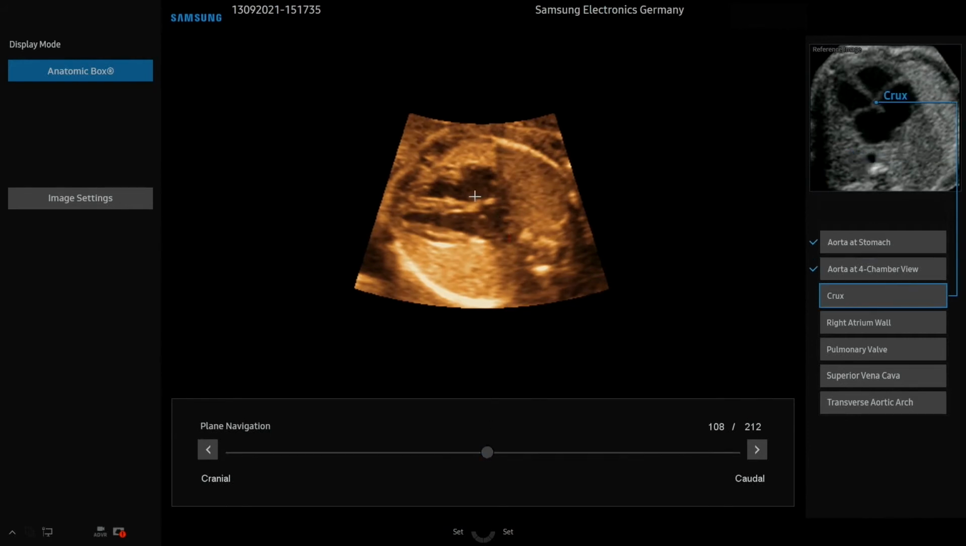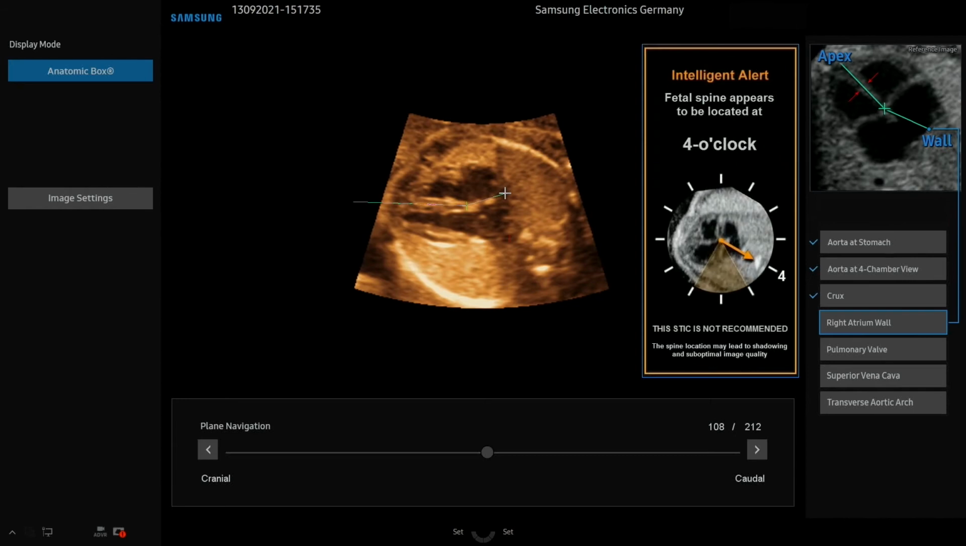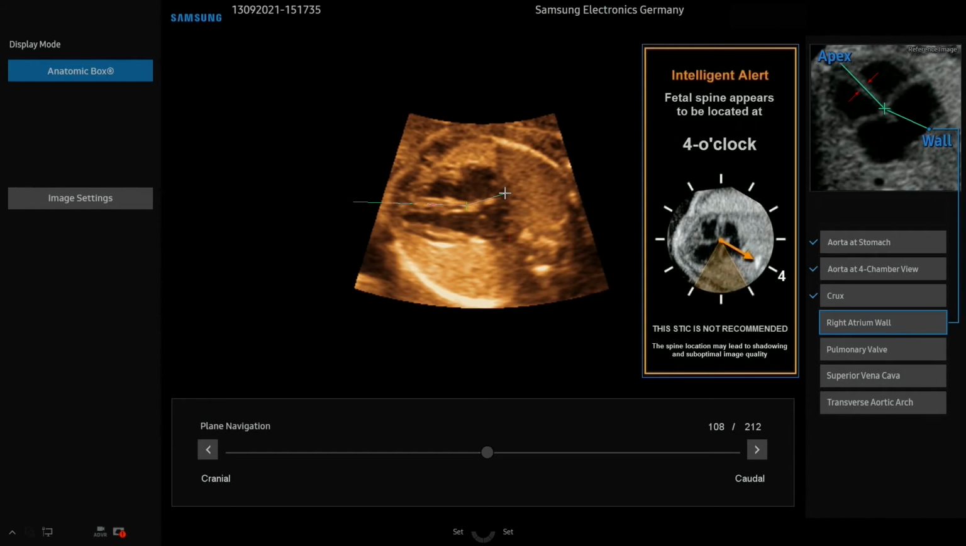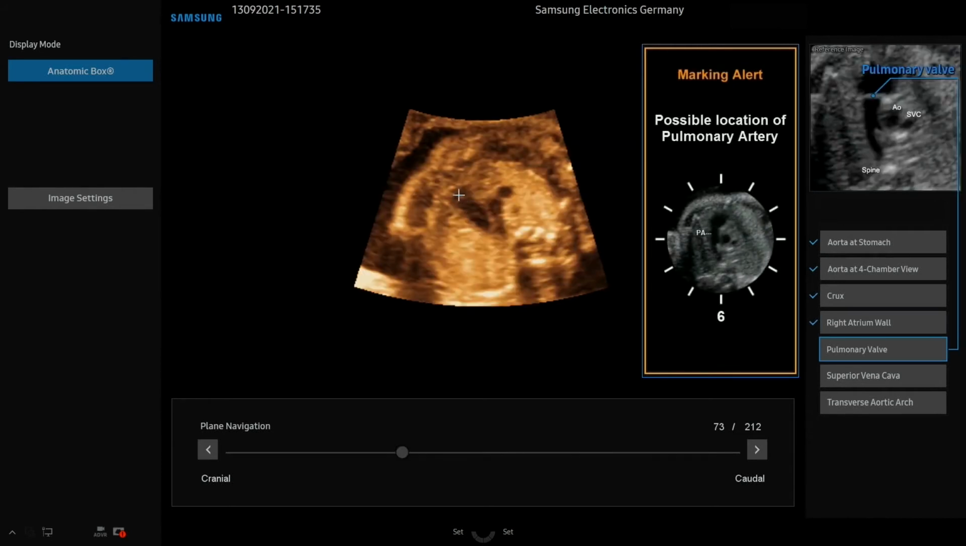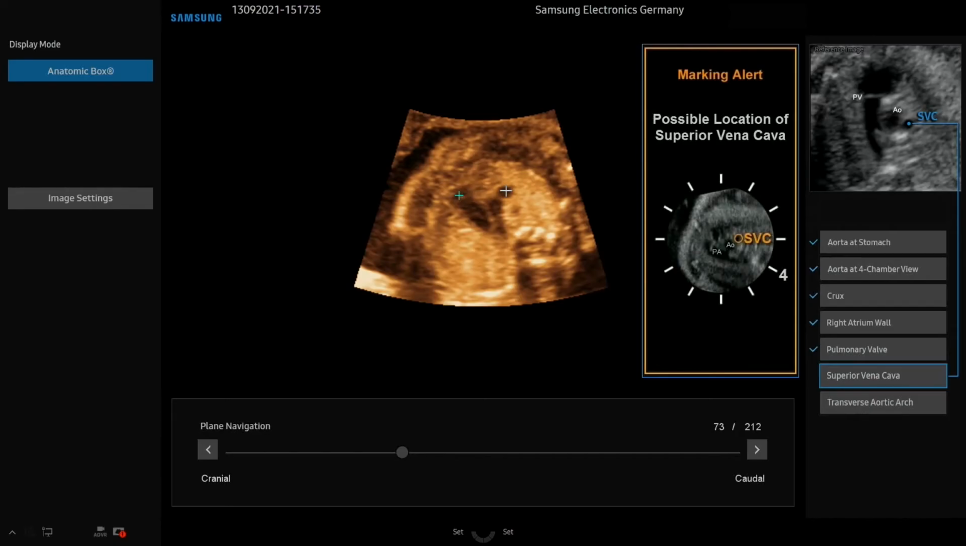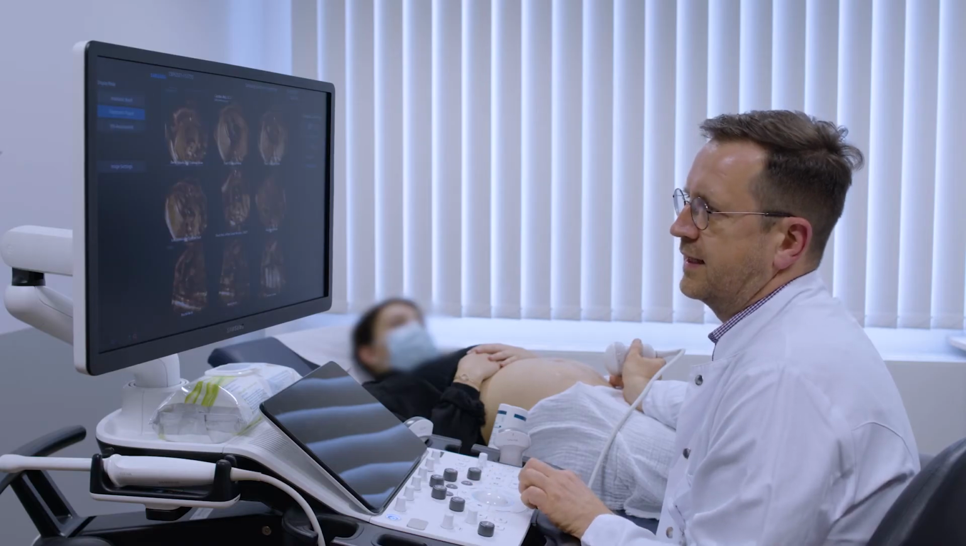the 4-chamber view, and I mark the crux, and I press no, and then I mark the septum and draw a line from the atrial wall towards the crux and the entire septum. Press yes, and then I mark the pulmonary artery. You see the program gives you the most likely position of the next structure, and I just have to confirm that this is the structure I would like to mark, and this is the superior vena cava, and the last one, this is the transverse aortic arch, and this is the result.